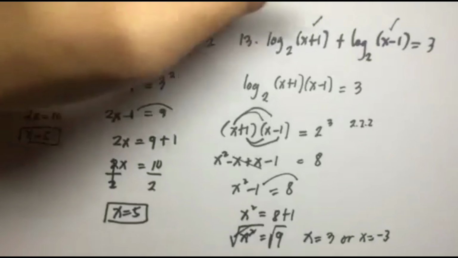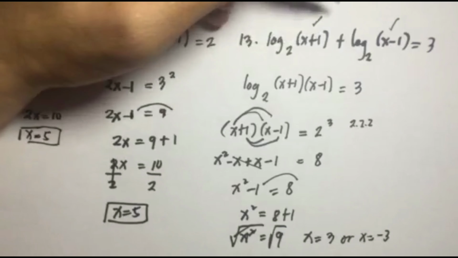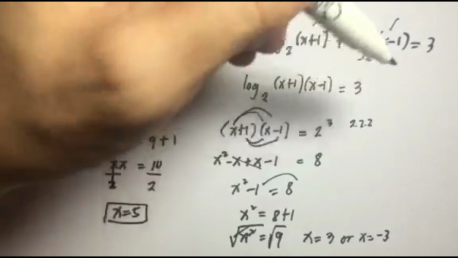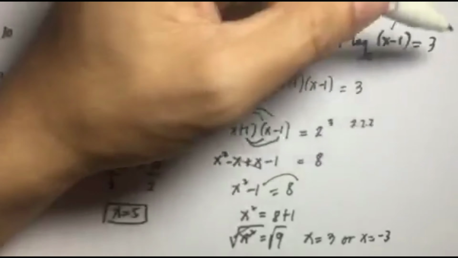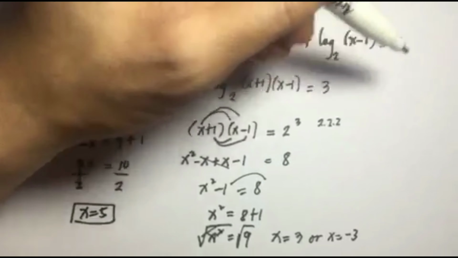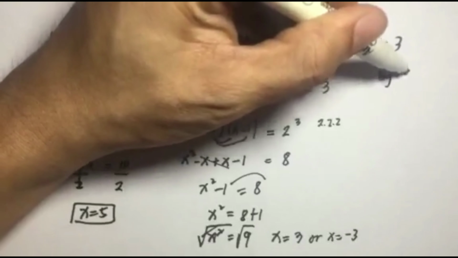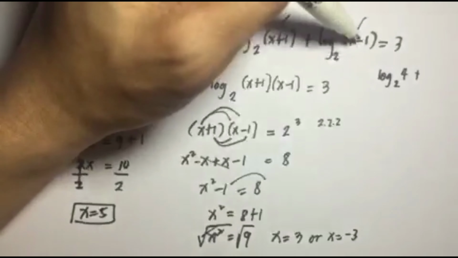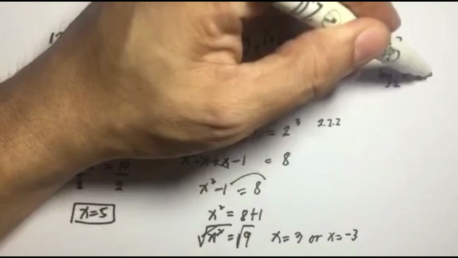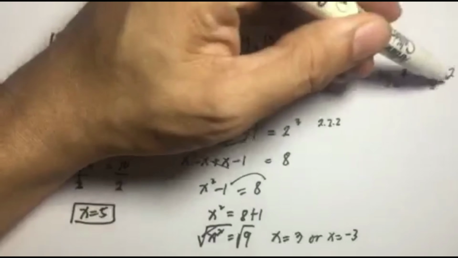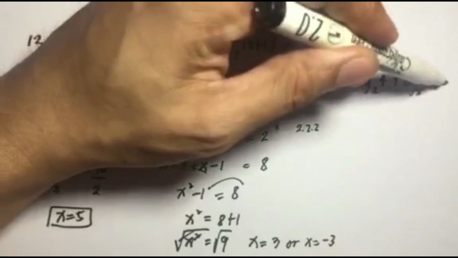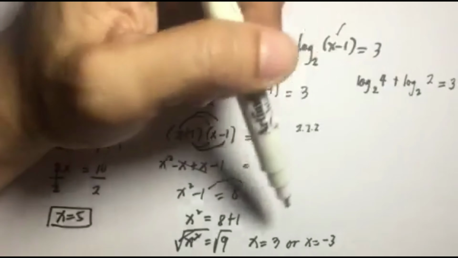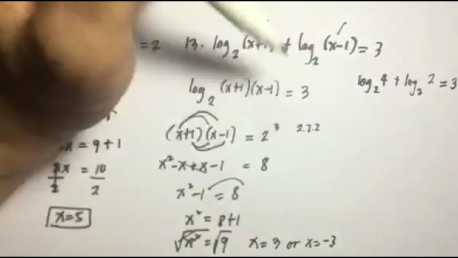Okay, when x is 3, that is logarithm of 3 plus 1, 4. So, logarithm of 4, lagay natin dito. Okay, logarithm of 4 to the base of 2 plus, when x is 3, that is logarithm of 3 minus 1, logarithm of 2 to the base of 2 equals 3. Okay, so pwede mangyari that the value of x is 3.